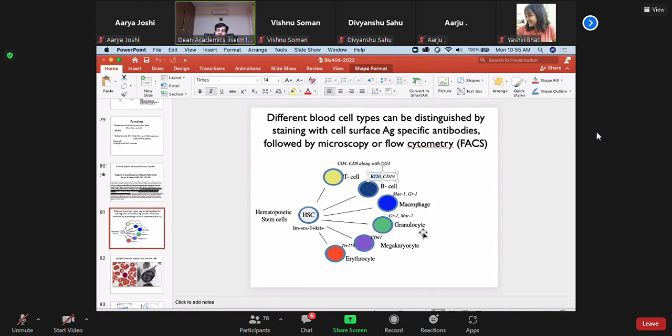Similarly, macrophages and granulocytes, depending on what they express in terms of MAC1 or GR1. Macrophages express a low level of GR1 and MAC1 is high, and the reverse in the case of granulocytes. Megakaryocytes, which give rise to your platelets, express CD41 as one of the markers. And erythrocytes you can identify easily based on the molecule we call TER119. So all these molecules are lineage molecules.